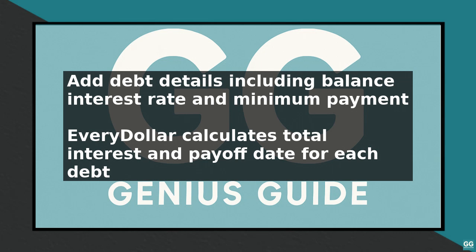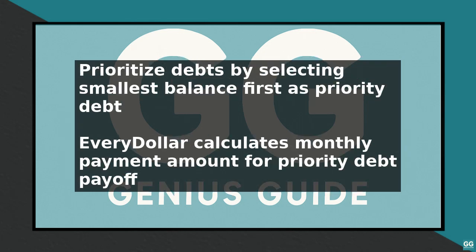Next, you need to prioritize your debts. The debt snowball method involves paying off debts with the smallest balances first, while making minimum payments on the rest. To do this in EveryDollar, click on the debt you want to pay off first and select it as the priority debt. EveryDollar will then calculate the amount you need to pay each month to pay off the priority debt, and you can adjust this amount as needed.